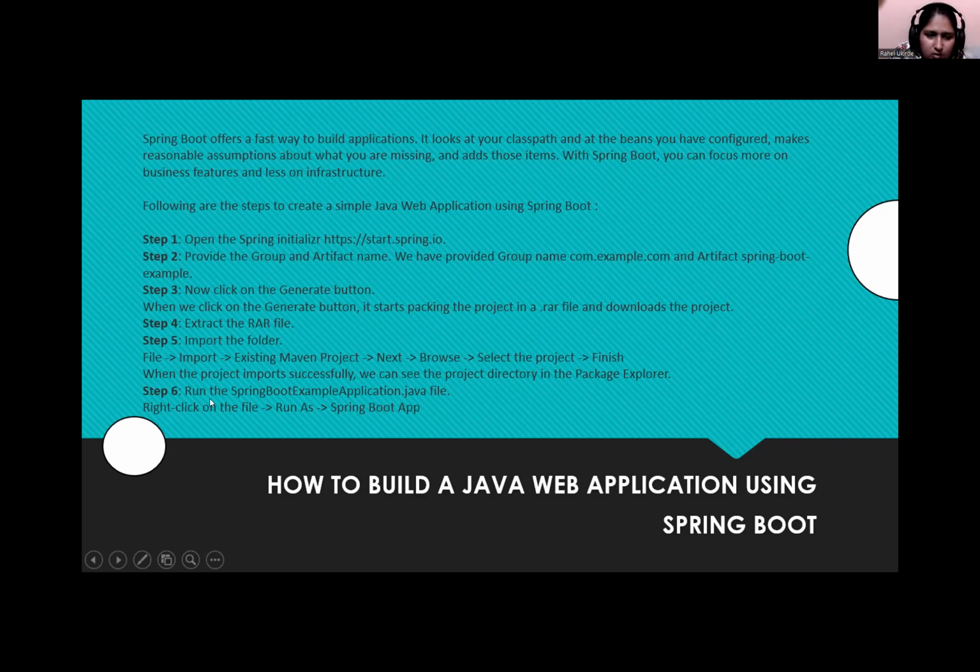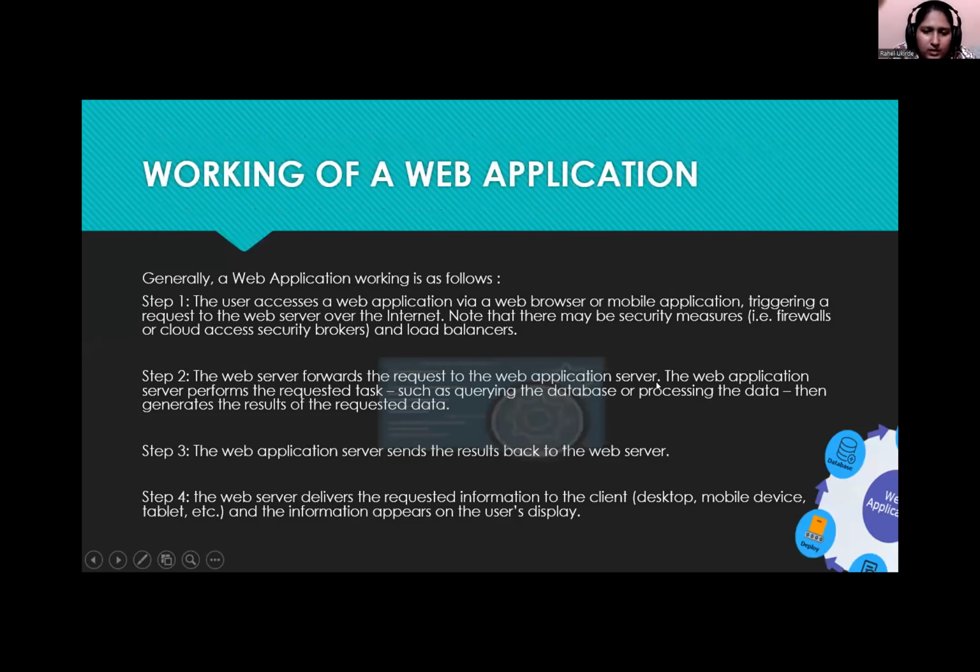After that we need to run the Spring Boot example.java file, and we will see the web application running successfully. So we'll see the working of a web application.